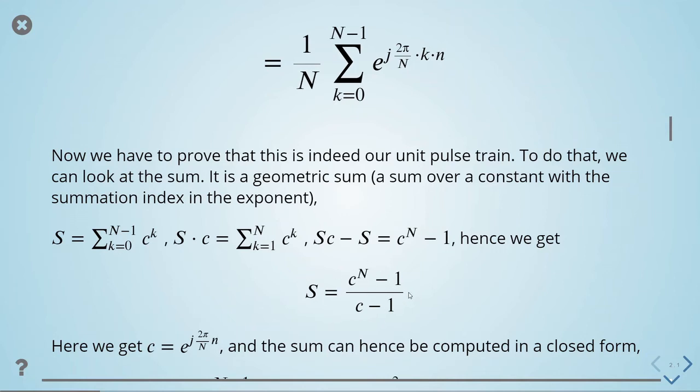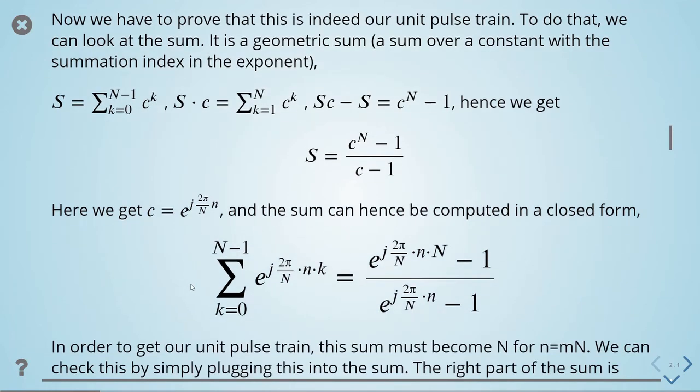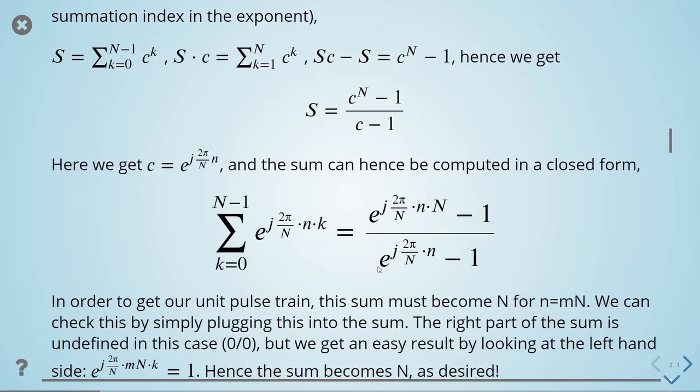And if we replace the c by e to the power of j 2 pi n over N, we get this sum here, and that can be computed in closed form. So we're replacing c by what we had, and we have this equation here. In order to get our unit pulse train, this sum must become capital N for n equal to m times N. So how can we check this?